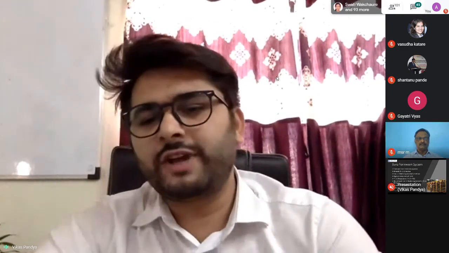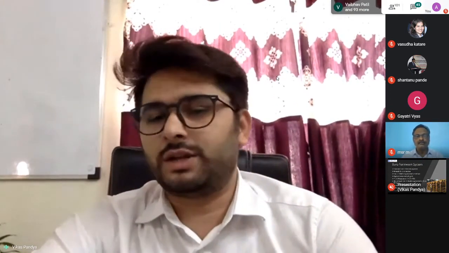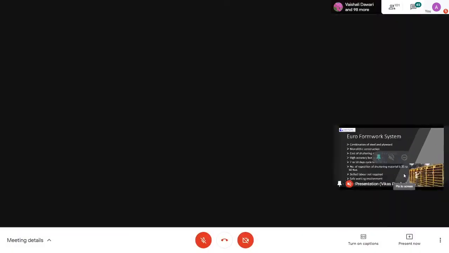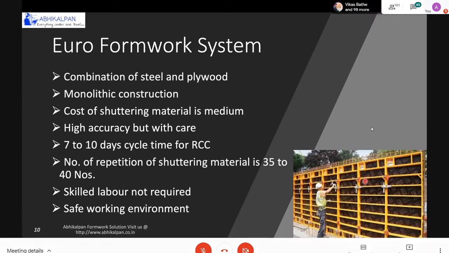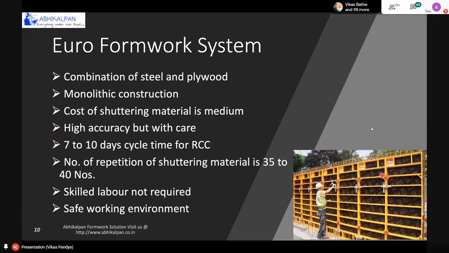The cycle time we can get from this formwork system is 7 to 10 days on site. We can also get accuracy, but with care, as these are different panels we have to assemble at site, so we must take care of the proper accessories. The maximum size of the wall panel is 450 by 2450, and the weight of the panel will be around 26 kg. So one single person can easily handle this panel, and we will not require any hoisting equipment such as a crane or hydra.